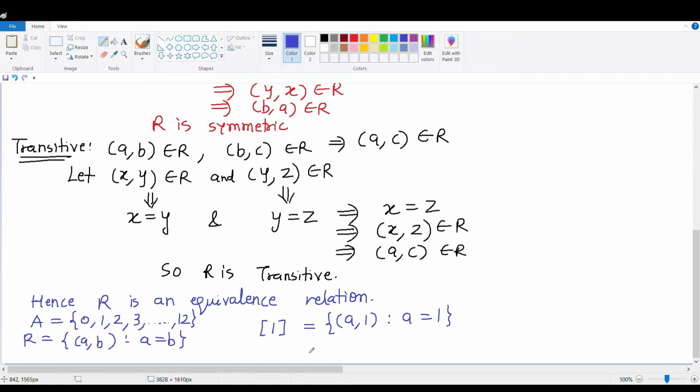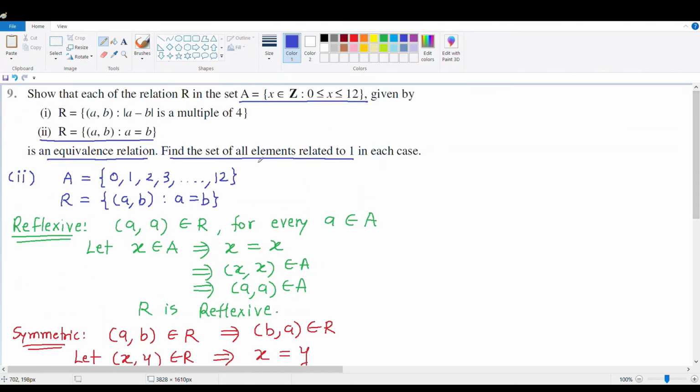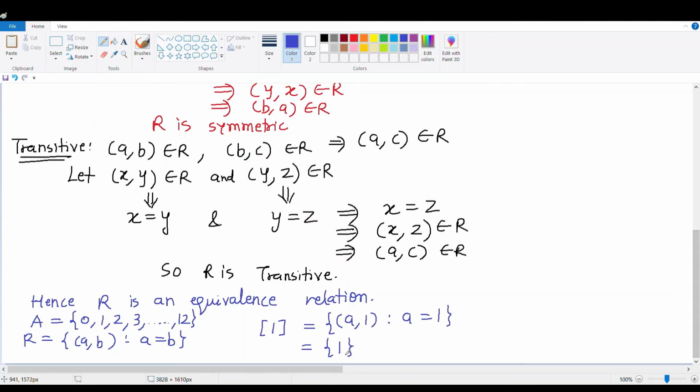So how many elements will we have? Just 1, right? Why? Because a must be equal to 1, so it is going to be (1, 1). So it's going to be just that element 1. So the set of all elements related to 1 is this 1. This is our answer.